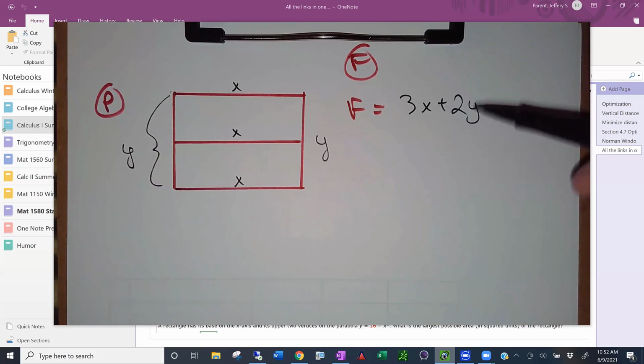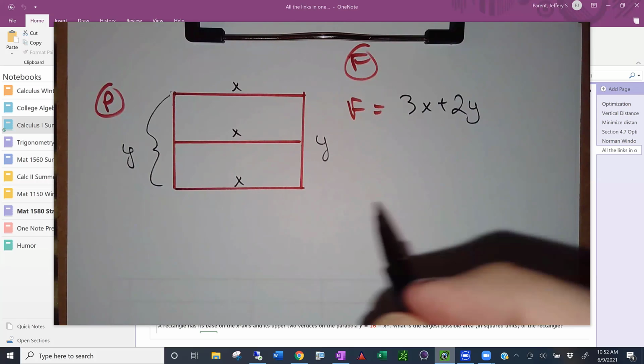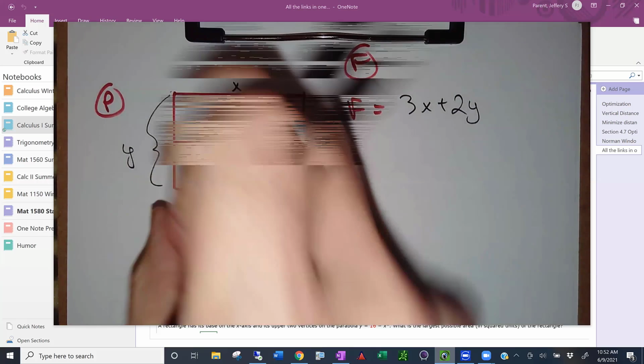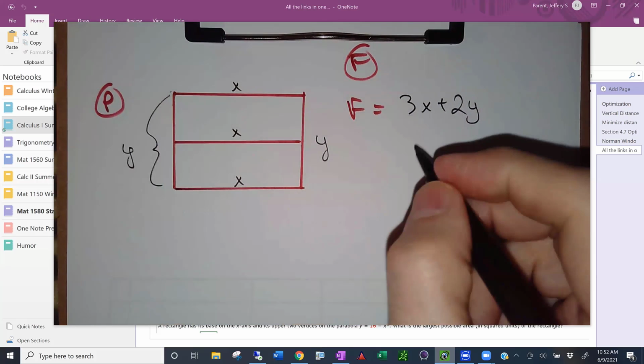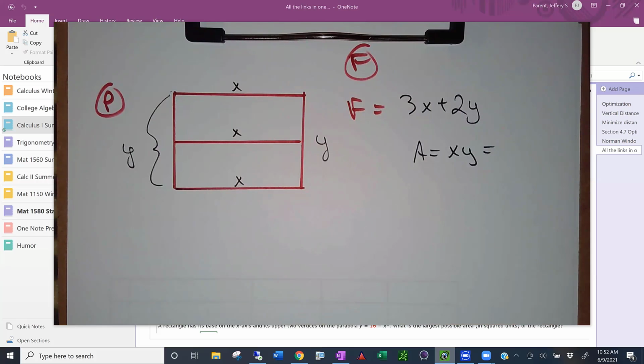What's the problem with trying to use this? Same kind of problem we run into before. Problem is, it depends on 2 variables. So somehow or another, I've got to eliminate a variable from this. And I can do that by using some of the other information that they gave us. And that is X times Y, the area. X times Y was equal to 6 million feet.